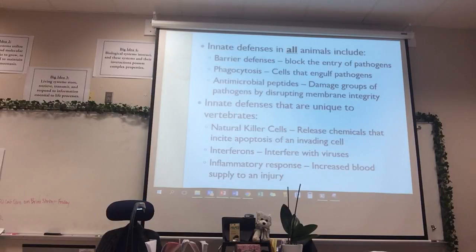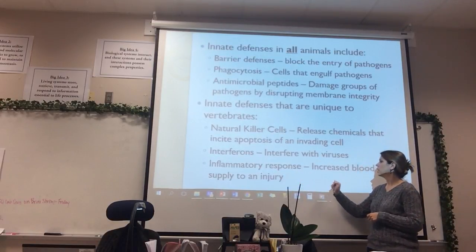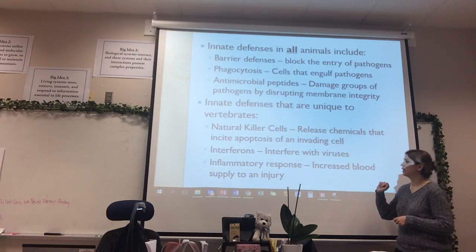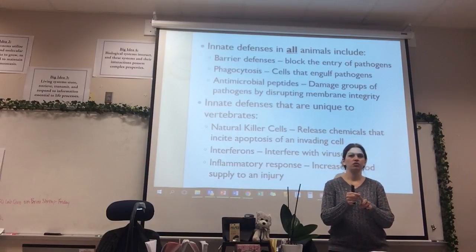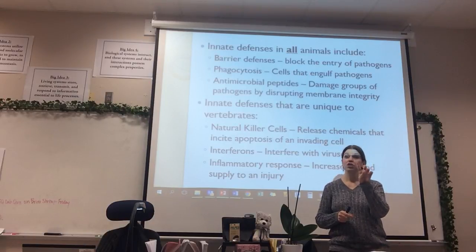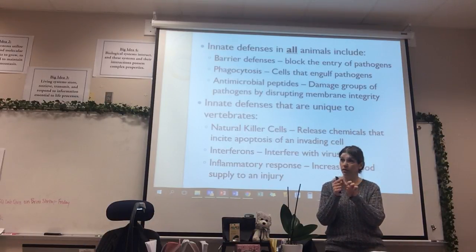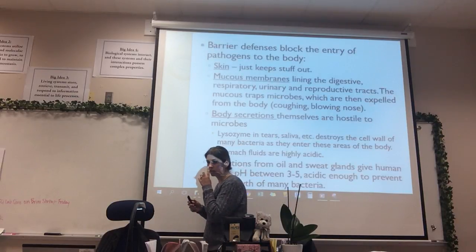So that's innate. We also have things called interferons that interfere with viruses, proteins also. And then we have something called the inflammatory response. The inflammatory response is increased blood supply to an injury. If you've ever gotten a paper cut, even if you don't bleed, sometimes you get paper cuts that don't bleed, right? You will get red and swollen. That's your inflammatory response. That is part of your innate immune system.